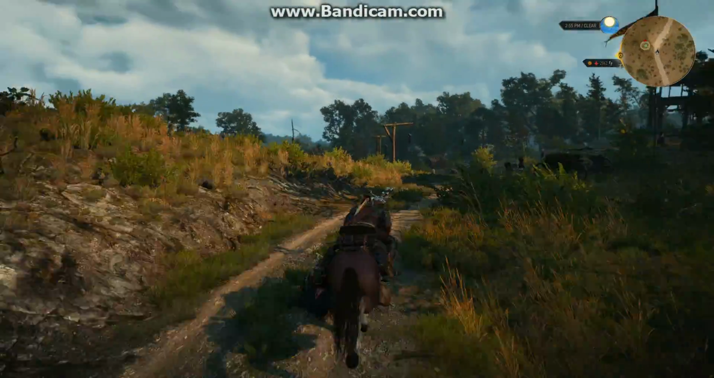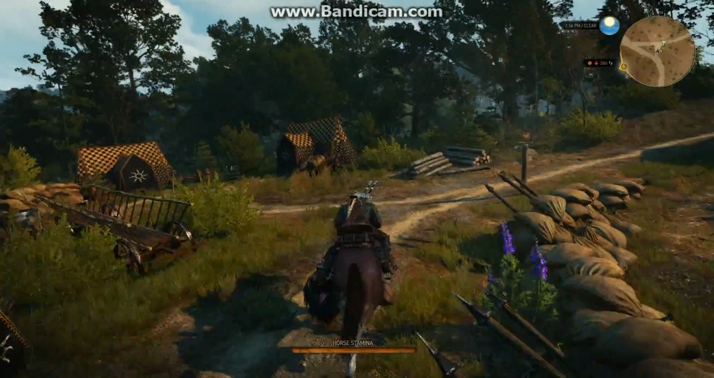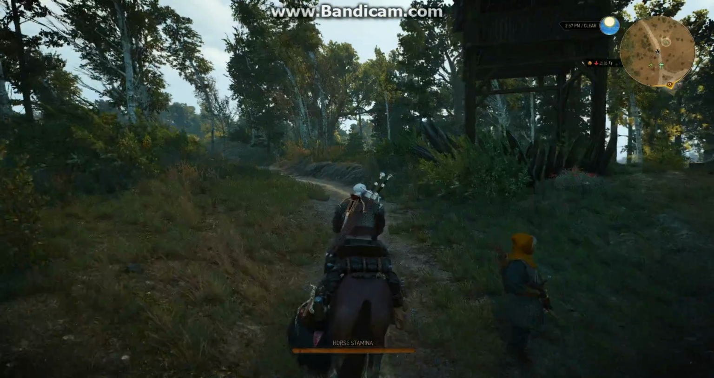Externalized morality allows players to shape the game world with their own sense of right and wrong, and when players are held accountable for their actions, it forms an irreversible bond with the game world and its characters.